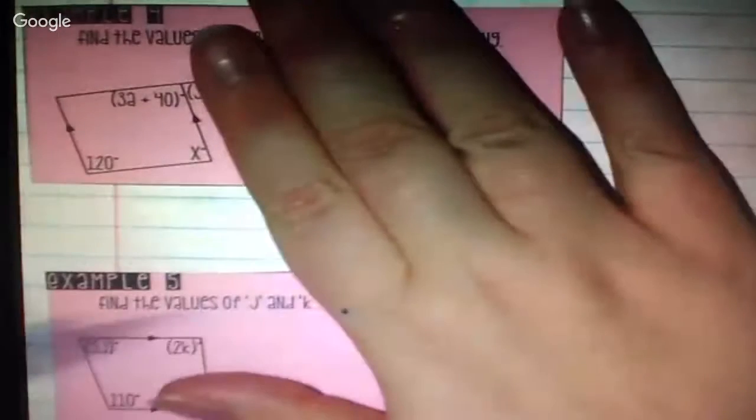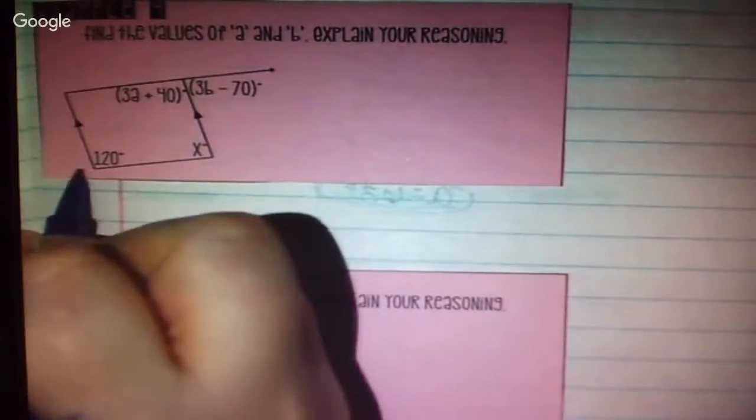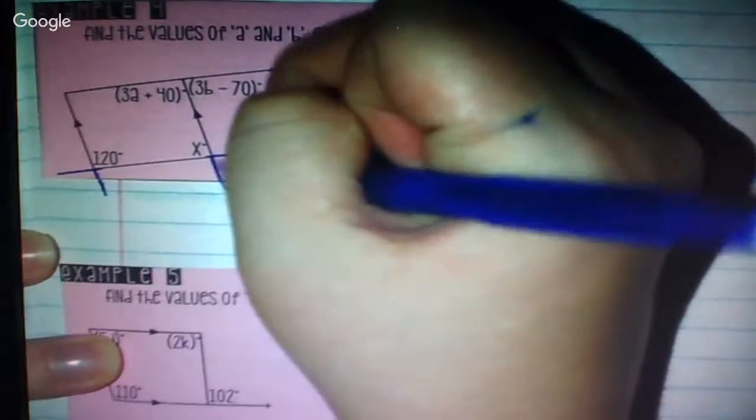X is inside the parallel lines. These are same side interior angles. Just because this doesn't extend doesn't mean that it can't. So if you extend this... I thought the parallel lines were going up and down. They are. But this is a parallelogram, so you've got parallel lines that go left and right.